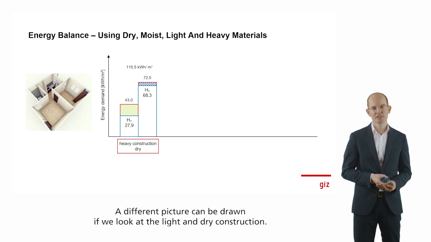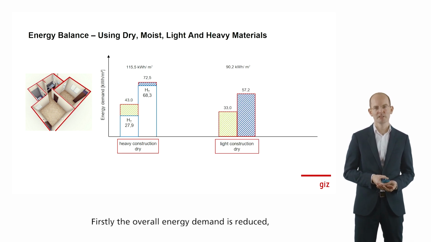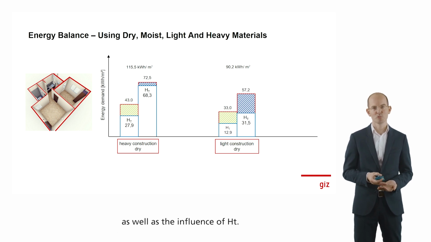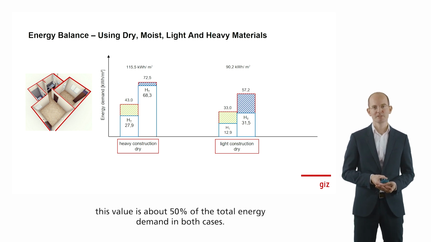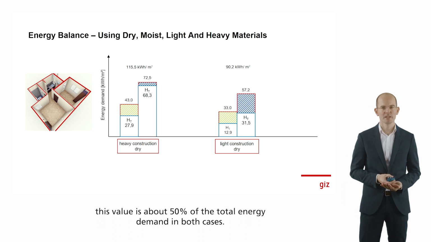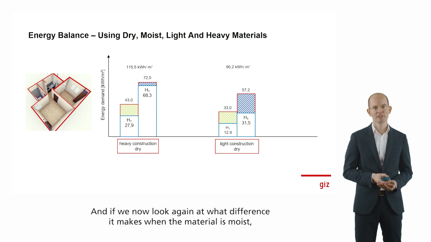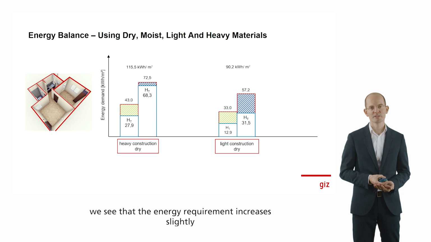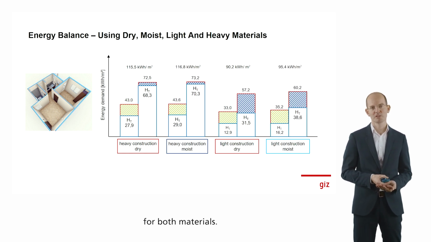A different picture can be drawn if we look at the light and dry construction. Firstly, the overall energy demand is reduced, as well as the influence of HT. This value is about 50% of the total energy demand in both cases. And if we now look again at what difference it makes when the material is moist, we see that the energy requirement increases slightly for both materials.